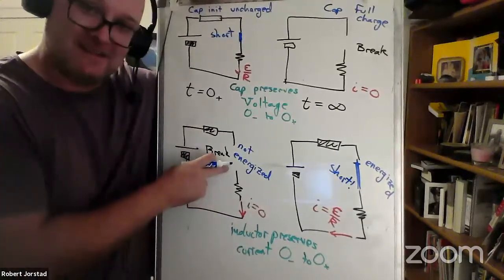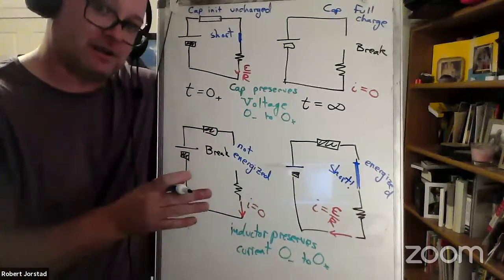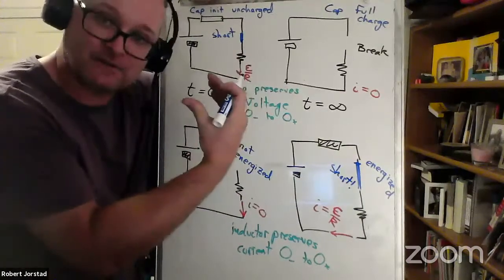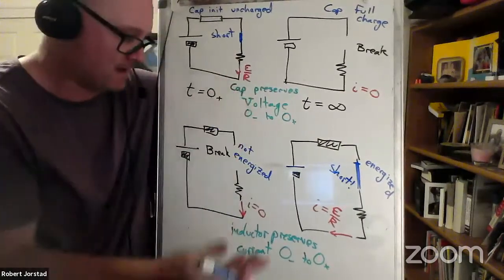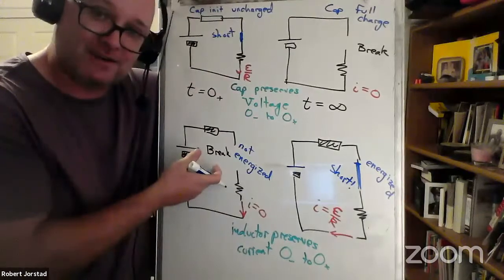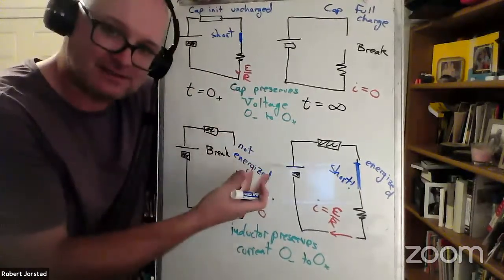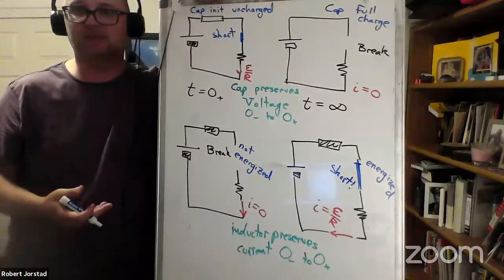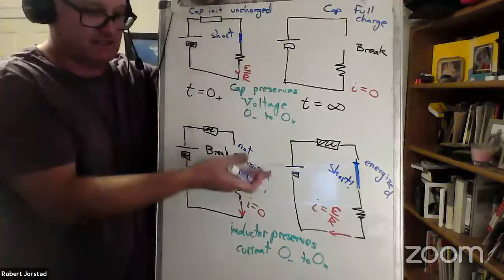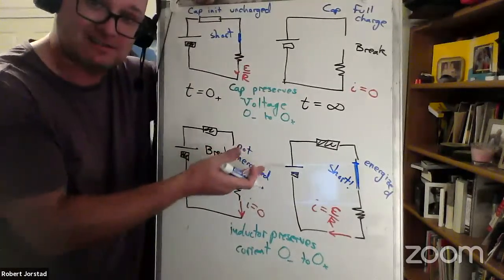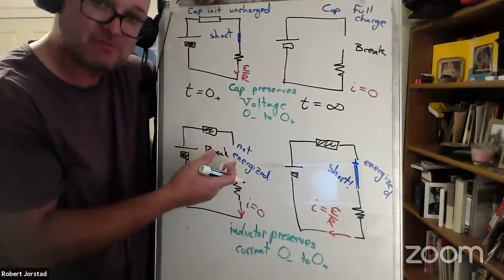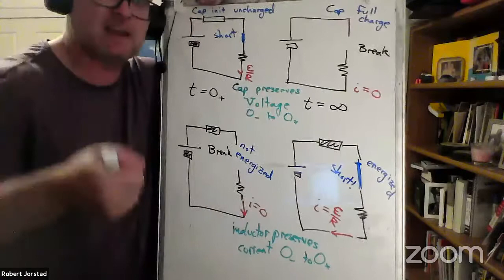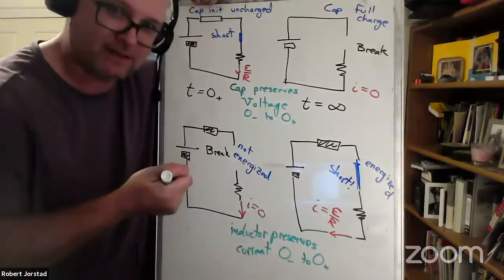But no, basically, here's the full story. Capacitors preserve voltage. They store energy in the electric fields between the two plates. Inductors store energy in the magnetic fields inside the coils. So this is a magnetic energy. This is an electrical energy. And so this stores electrical potential energy. This stores magnetic potential energy. If you try to turn this off, there's so much magnetic energy stored in there. The inductor says, thou shalt not turn off. And it makes a big spark when you try to pull the plug out of the wall.